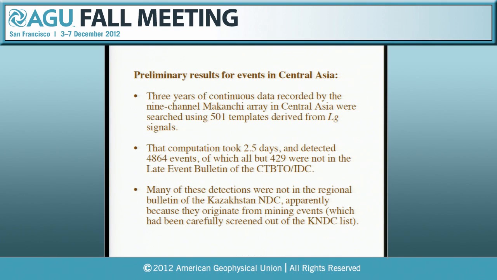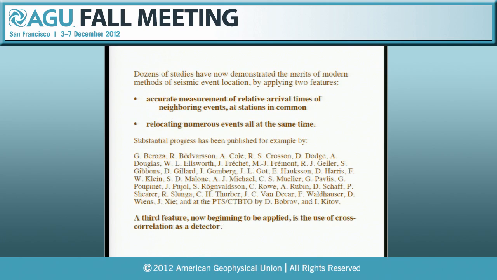So, preliminary results from this first run here. 3 years of continuous data recorded by a 9-channel array, searched using 500 templates. That computation took 2.5 days. And I say preliminary, the clock started last Friday when this run was made, and it detected nearly 5,000 events, of which a lot were not in the late event bulletin of the CTBTO, and many of them are also not in the regional bulletin, apparently because they originate from mining events, which have been carefully excluded from that earthquake catalog.